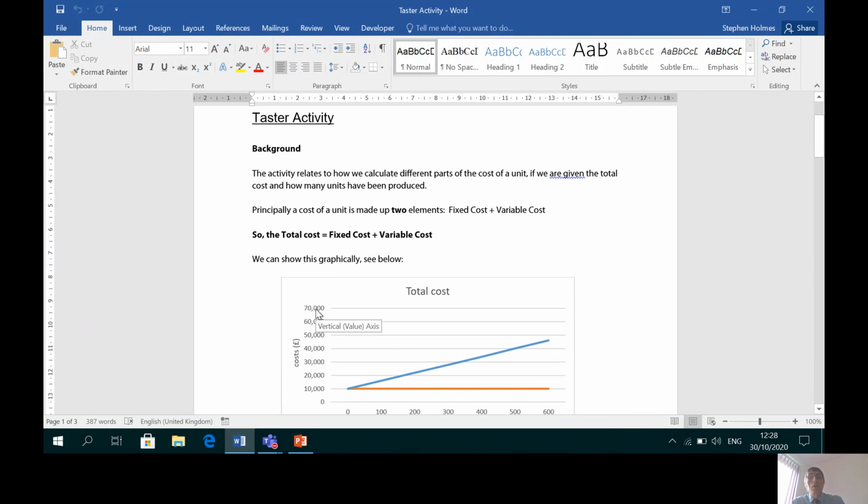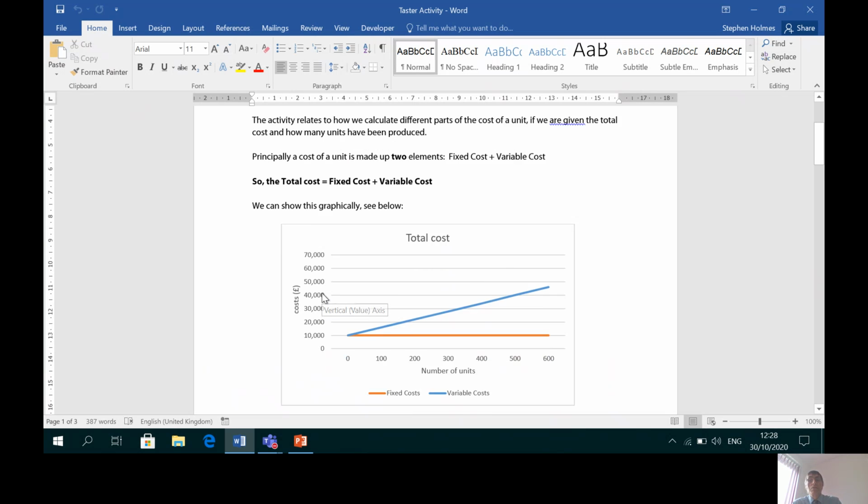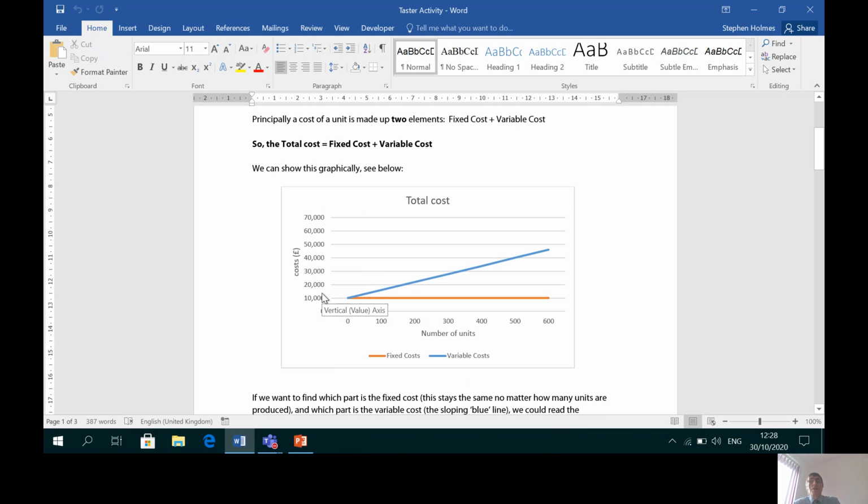So this activity relates to how we calculate different parts of the cost of a unit if we're given the total cost and how many units have been produced. First, notice that the total cost equals the fixed costs plus the variable costs. Those are the two main types of costs that make up a unit of production.